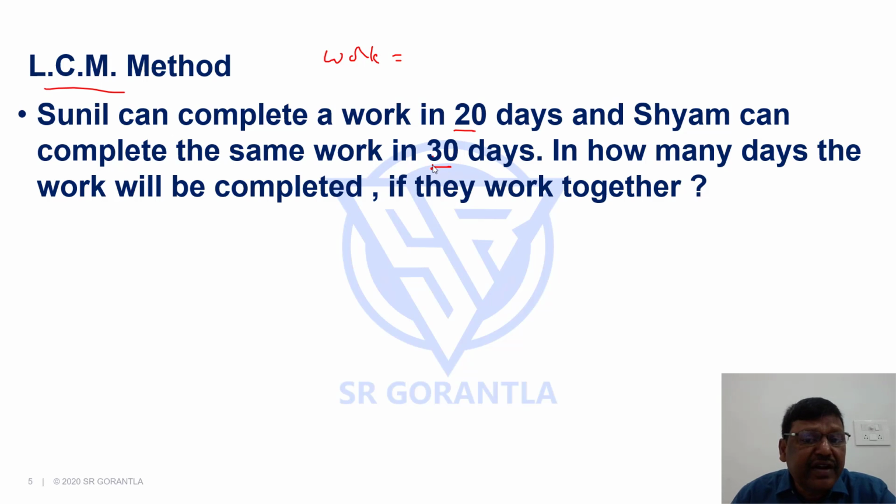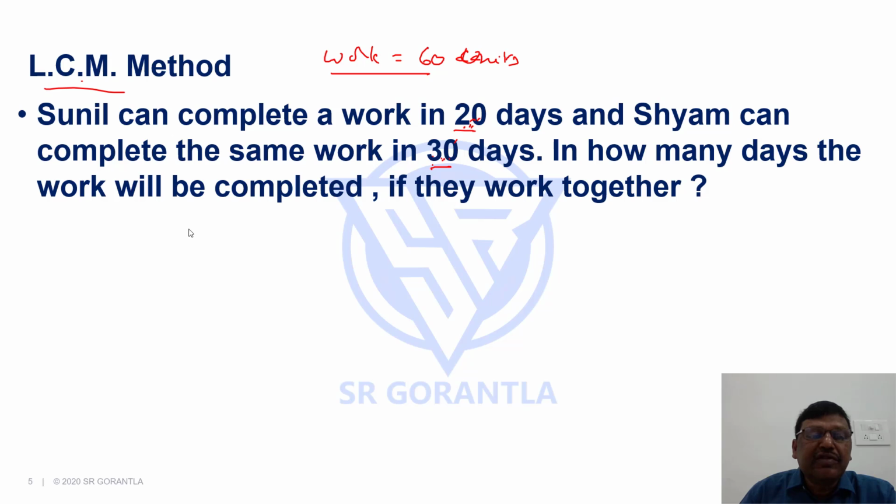What is the LCM of 20 and 30? What is LCM? The least common multiple. In other words, the least number that is divisible by both the given numbers. Hence, the least number that is divisible by 20 and 30 is 60. We assume the work to be 60 units. When we assume the work to be 60 units, you will not get fractions here.